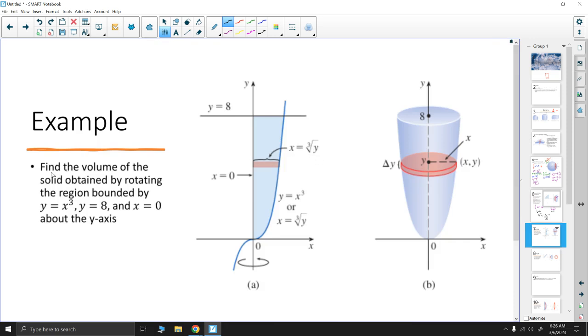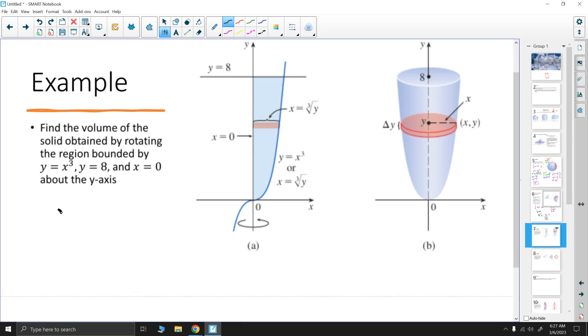Let's say we find the volume of the solid obtained by rotating the region bounded by y equals x cubed, y equals 8, and x equals 0 about the y-axis. Okay, so we're creating this shaded region here around the y-axis now. So we're going to integrate from 0 to 8. That's the height. So the integral from 0 to 8, and that's along the y-axis, so we're going to do dy.